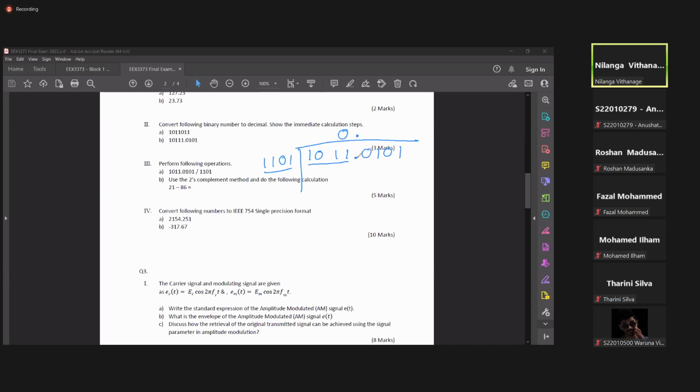Then we come into the fractional part. Now we can put this value here. You have to write down 1011 here, and then you can subtract. Actually, this is how we do decimal calculation as well.